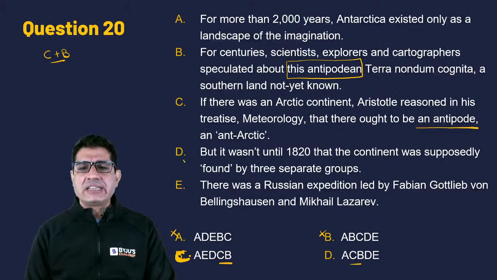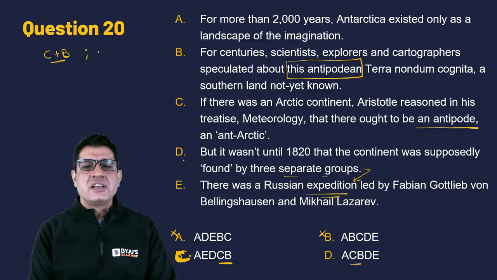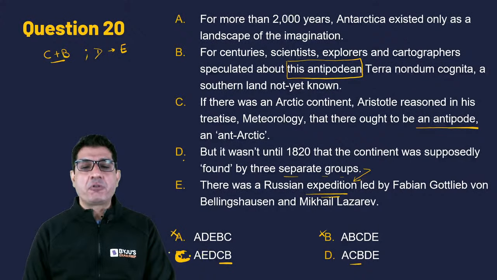You notice D says it wasn't until 1820 that the continent was supposedly found by 3 separate groups. There was a Russian expedition. So when you introduce groups, it's only then that you'd start talking about these. So I know that E should come after D. But in option C, E is before D, so that can be eliminated, and that is why the best answer choice for us is D.